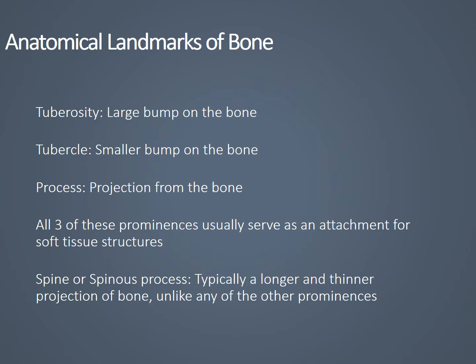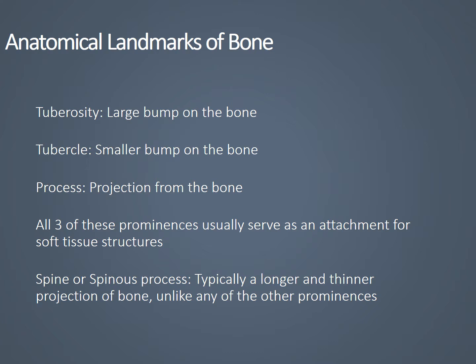Anatomical landmarks of bone. It is important to understand the basics here because this is where muscles originate and insert into the skeletal system. A tuberosity is a large bump on the bone. It's usually pretty wide with a rough surface. An example of this is the ischial tuberosity in the pelvis. A tubercle is a smaller bump on the bone. An example of this is the tubercle in the humerus. A process is a projection of the bone. An example of this is the transverse process of the spine.